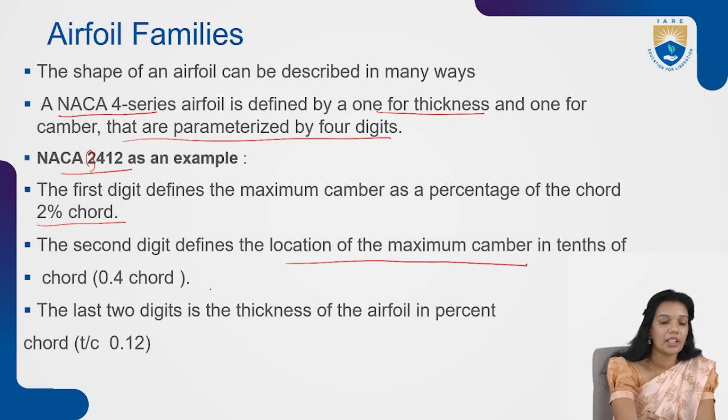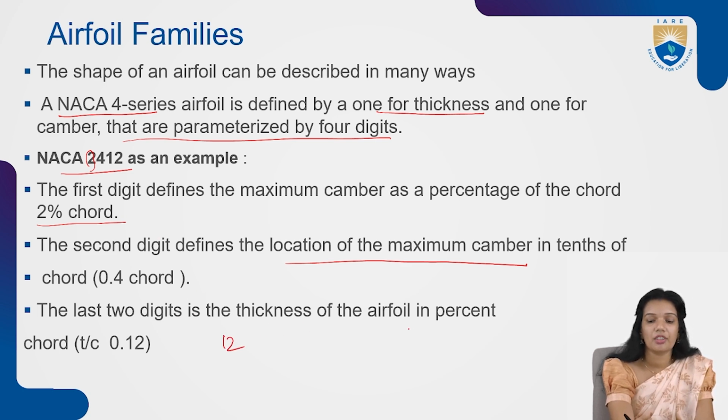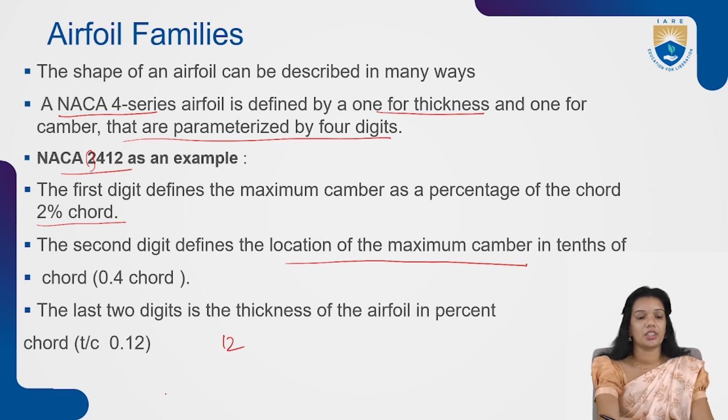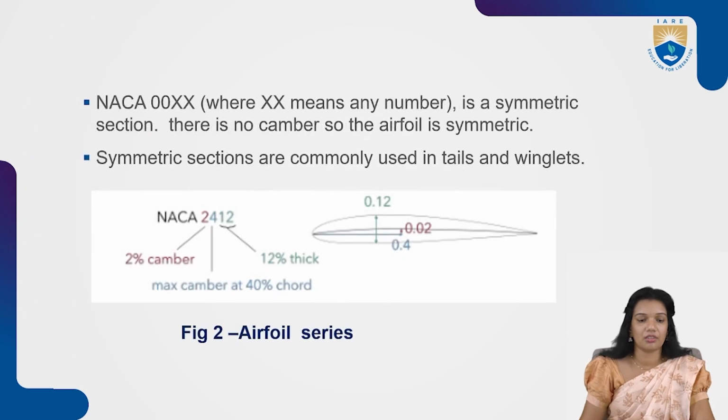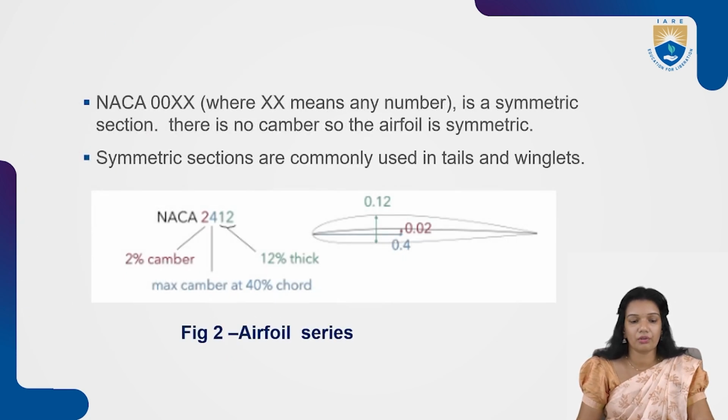Then the last two digits, 12. 12 is the thickness of the airfoil in percent chord. T by C is going to be 0.12. Okay, so that is what my NACA 4 series is designating, and it is also shown here. So NACA 2412: first digit camber, second is the location of it, and the final two digits are going to be the T by C over here, right?